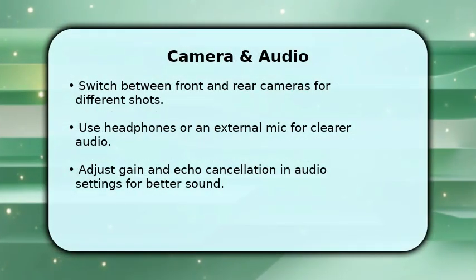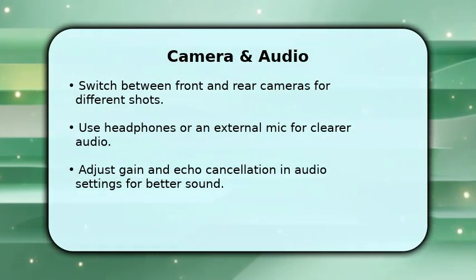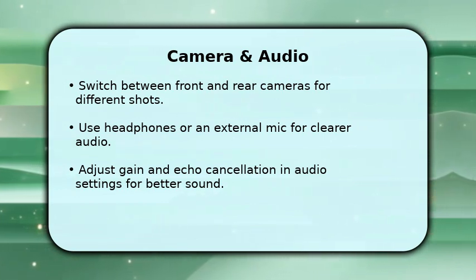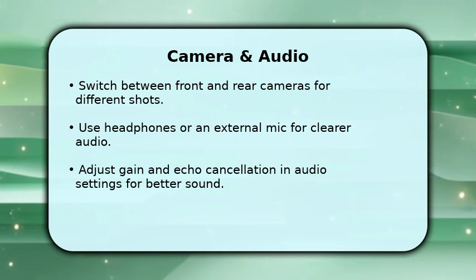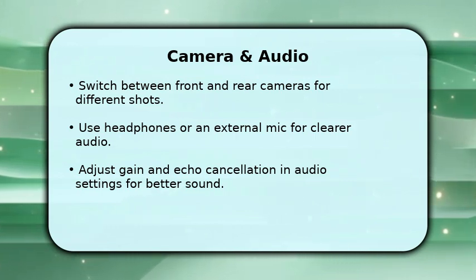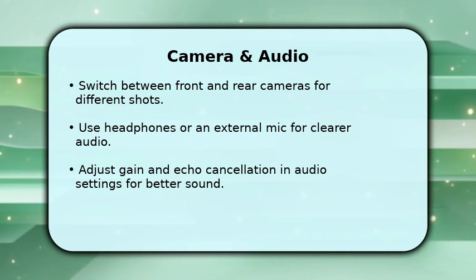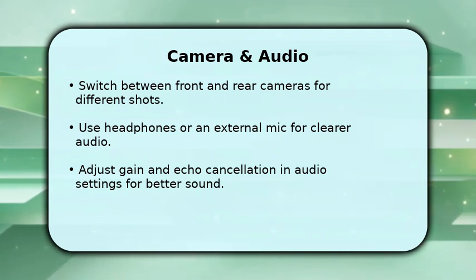To get great video and audio, pick the camera that suits your scene and lock exposure if available. Mute noisy apps and use headphones or an external microphone to reduce echo and improve clarity. Adjust audio gain and enable noise suppression if Gemini offers it, then run a short test stream with a friend or private audience to confirm levels.